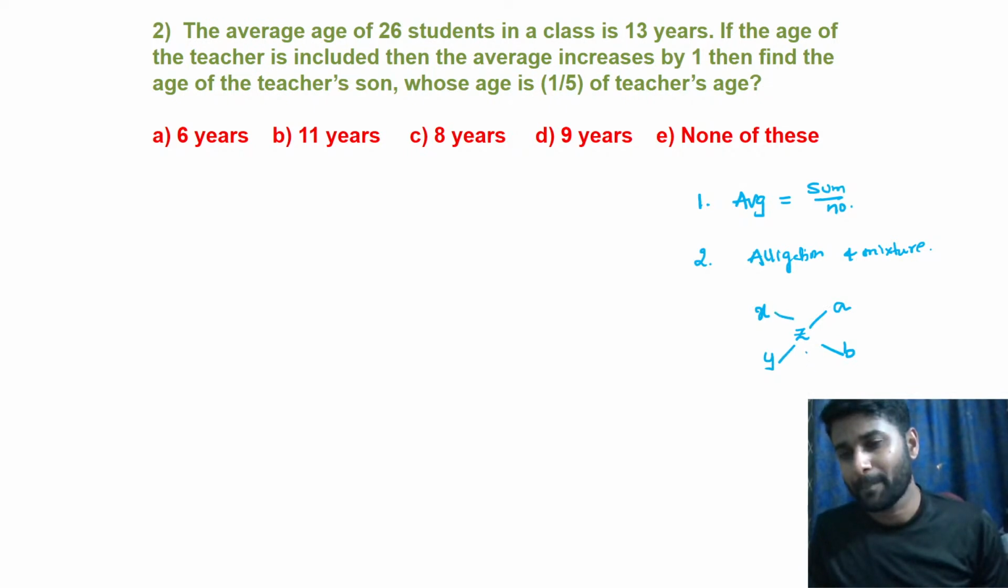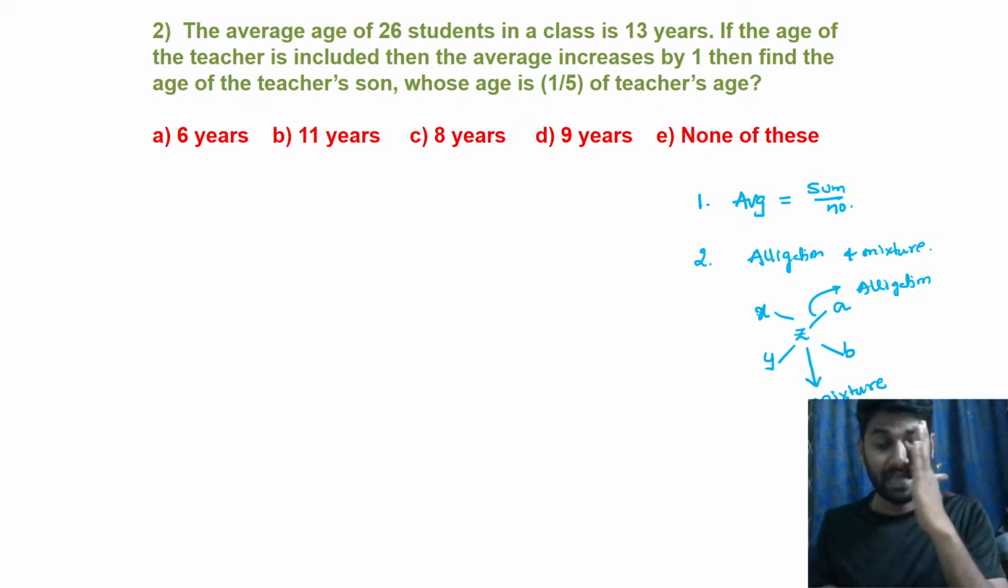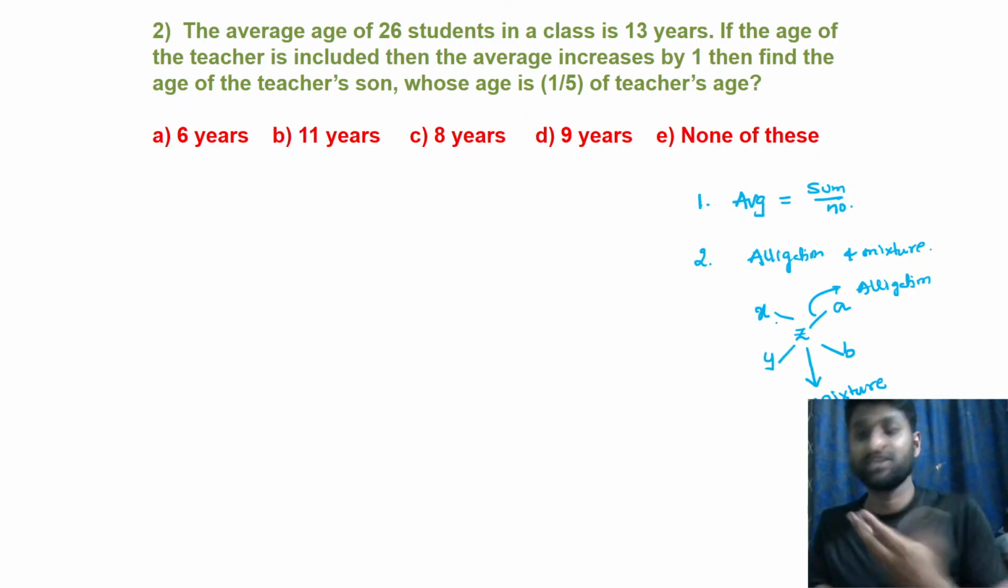See, any combined value we define as an average. Mixture means the combination of all the things is defined as a mixture. If we separate those mixtures, we can define it as alligation. So based on this information, we can calculate any one out of all the five values. Maybe you can calculate x, or y, or the mixture value, or an individual value.